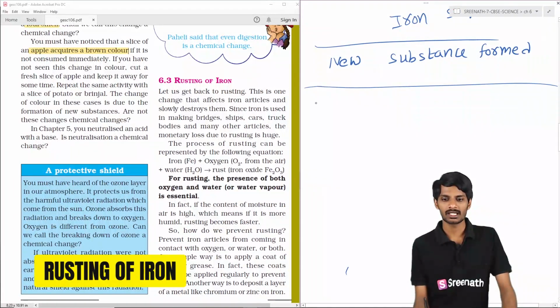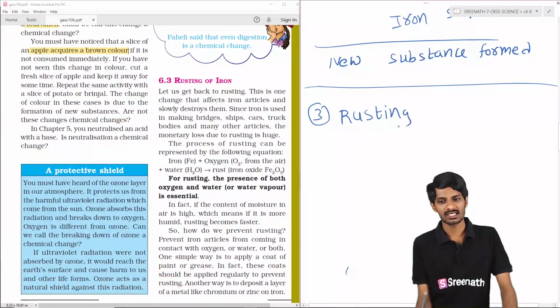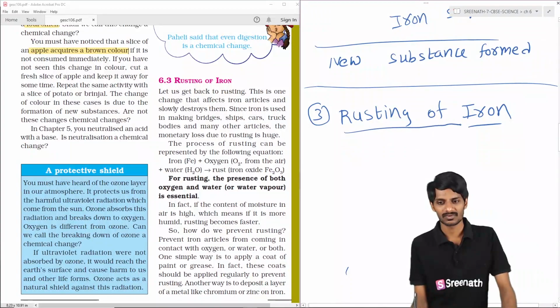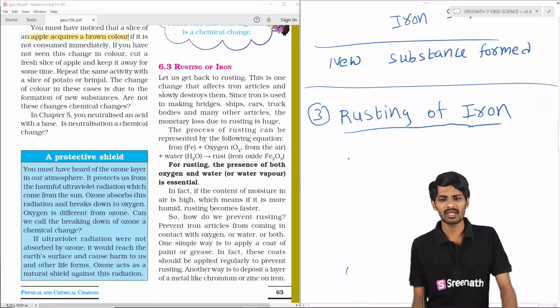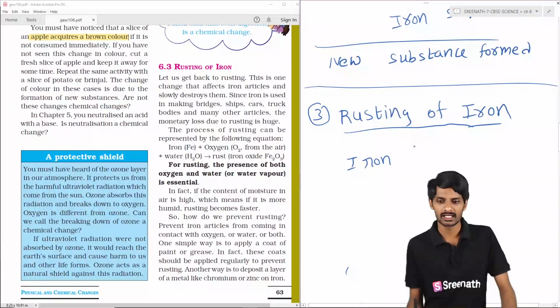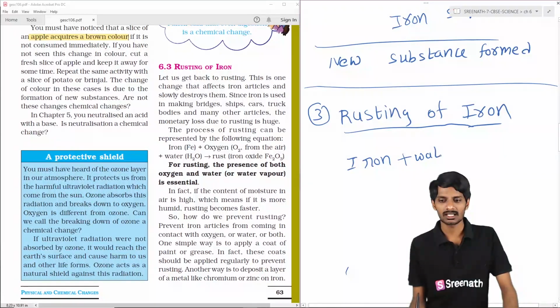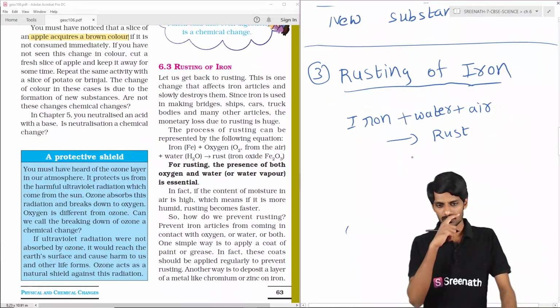The next topic is rusting of iron, students. Rusting of iron is a chemical change. Whenever you leave iron in the surroundings, outside, it will mix with the water and the air, then you will get rust.